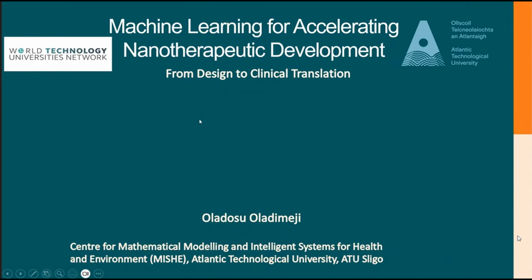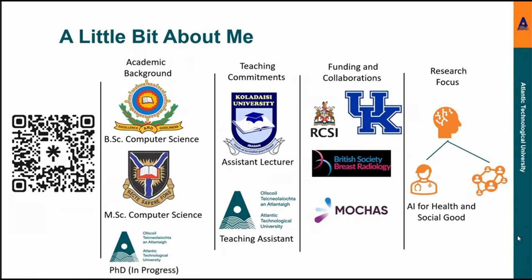So before I proceed, just a little bit about myself. I think most things have been said. My background is basically in computer science. I have my first degree and second degree in computer science back in Nigeria. Currently I'm a PhD student, and before that I served as assistant lecturer. I also teach a few modules back in Ireland. I've collaborated on different projects at different institutions, including University of Kentucky and RCSI. I've also been able to win and secure some grants for research.